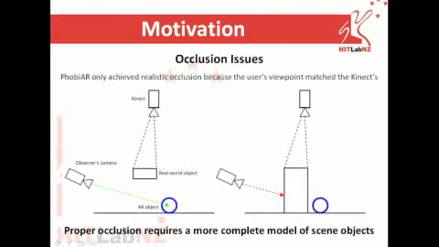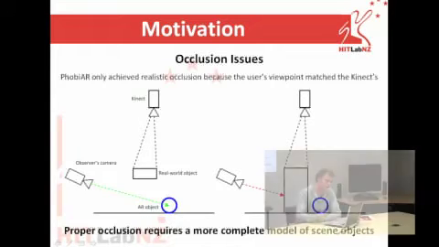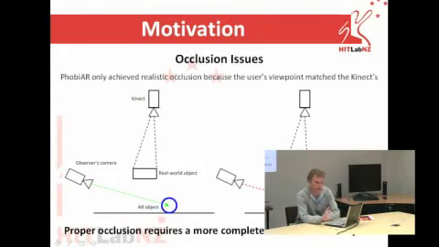The other issue with a lot of AR programs is occlusion. So how do we know whether an AR object should be visible or hidden behind some real object? The Kinect makes it a lot easier because with the Kinect we can model the environment, so we can get an idea of where objects are and whether they should be hiding augmented reality content.